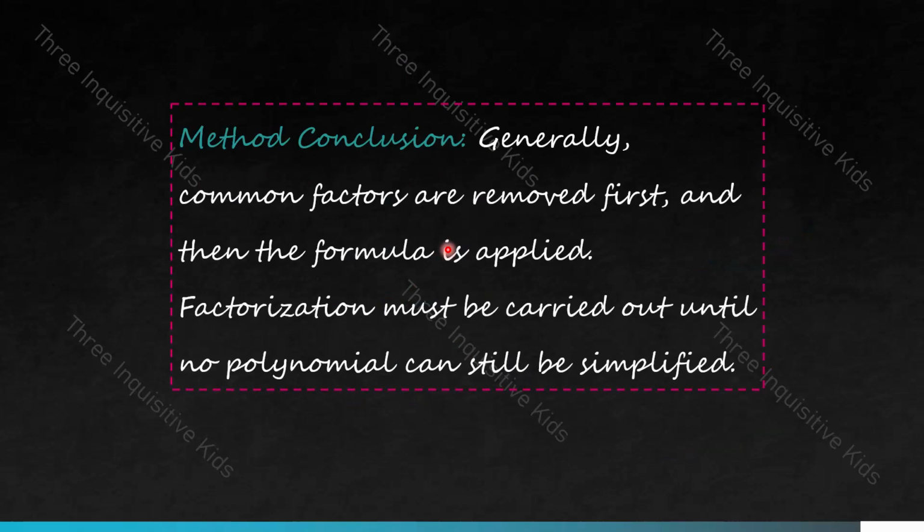Here's our conclusion. Generally, common factors are removed first, and then the formula is applied. Factorization must be carried out until no polynomial can still be simplified. So in these two questions, we practiced our skills with both removing common factors and using the square difference formula. In a lot of problems, they are seen being used together.